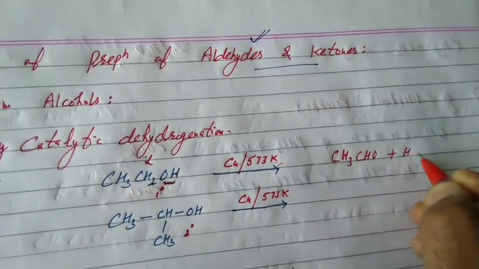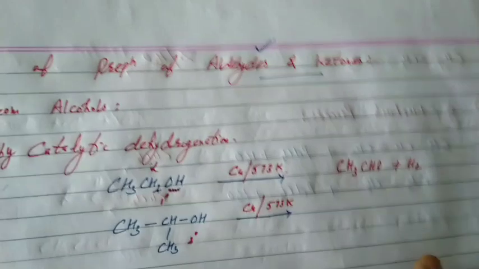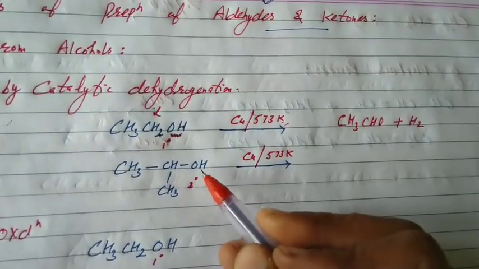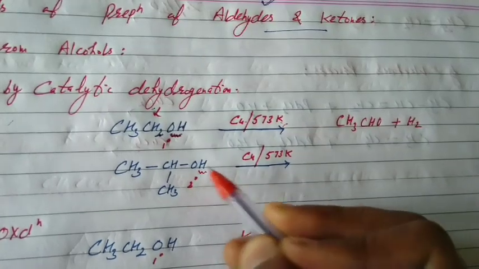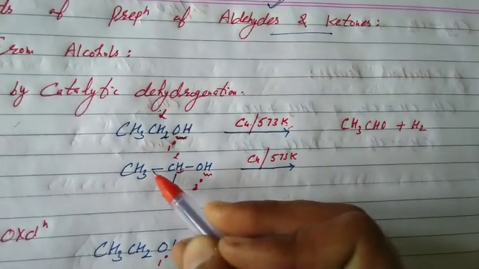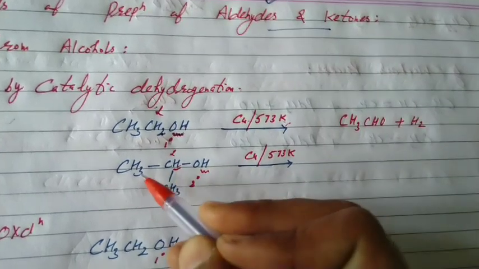CH3CHO plus H2, that is ethanol. In the same way, students, do it in your notebook by yourself. The same reaction proceeds due to the hydroxyl group as well as due to the alkyl group, that is, the alpha carbon participates. H2 will be lost and acetone is obtained as the product.